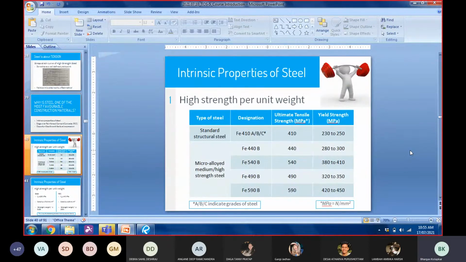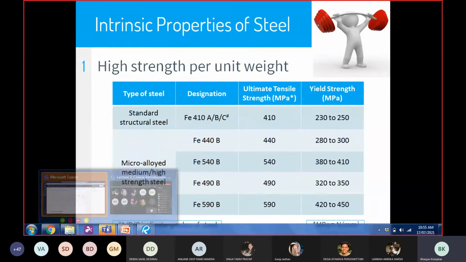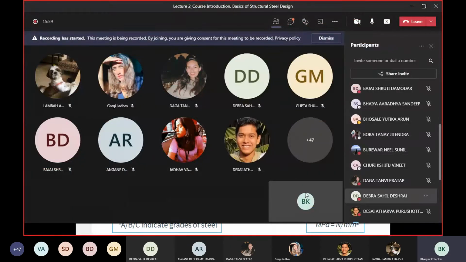So the first property is that it has a very high strength. It has a very high strength per unit weight. Now, to understand this, just imagine that Tanay has got a very good build, and his weight is say 60 kgs, and when he's working out in the gym, for biceps he can lift 20 kgs with each arm. So he has a certain weight, and there's a certain weight he can lift.